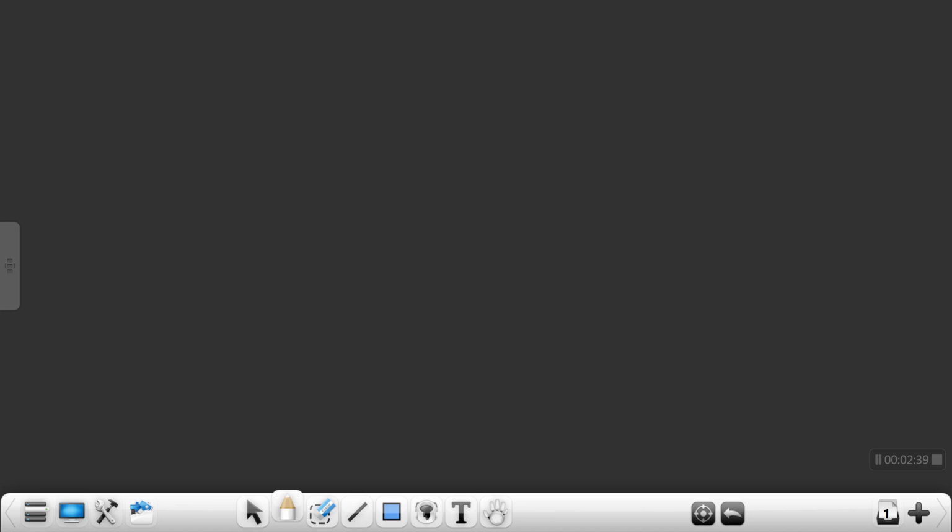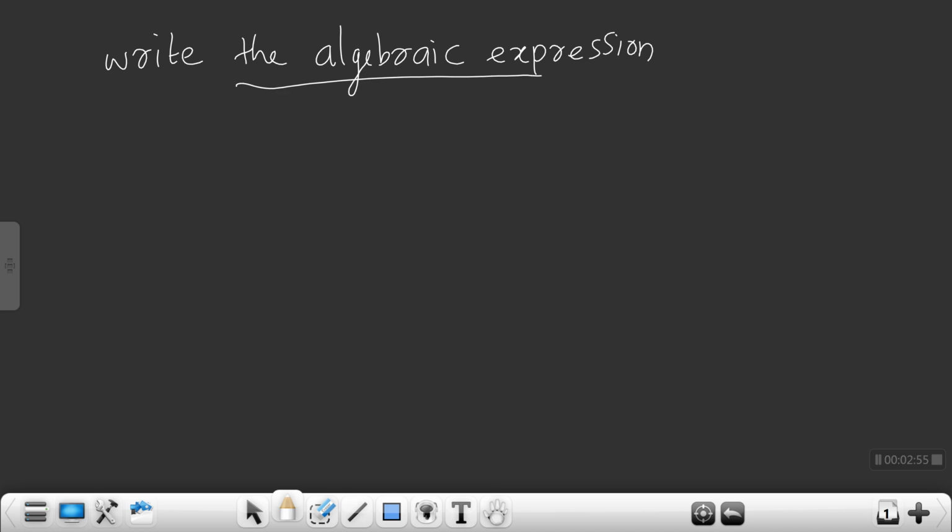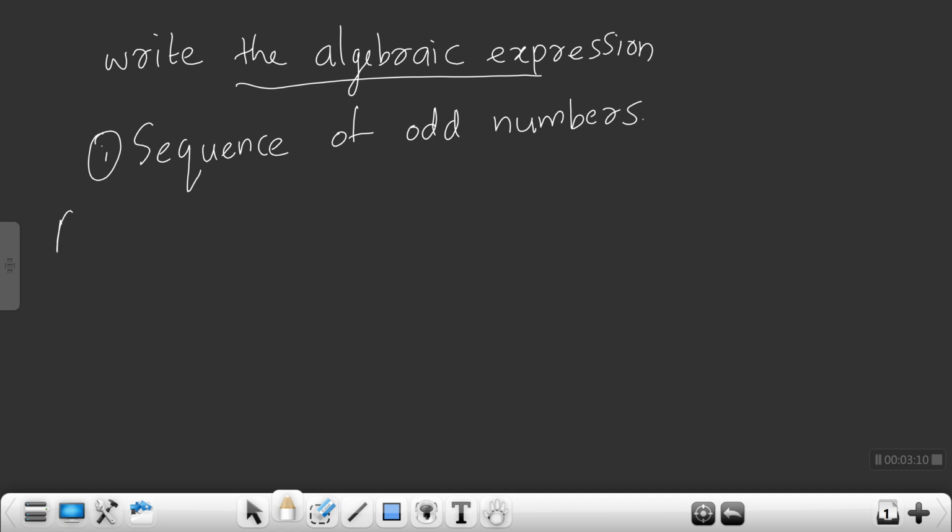Now we can solve some problems relating to this. Write the algebraic expression of the following. Question number 1. Sequence of odd numbers. We know that the sequence of odd numbers is 1, 3, 5, 7, etc.